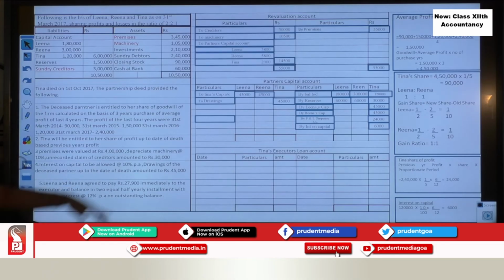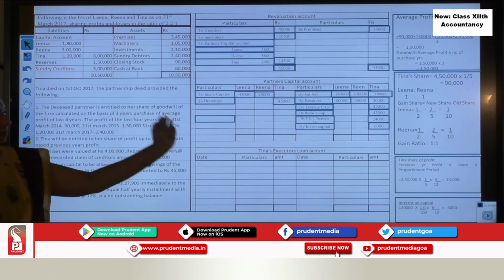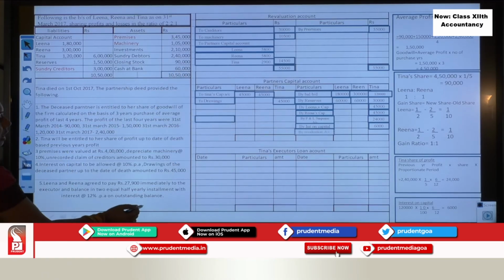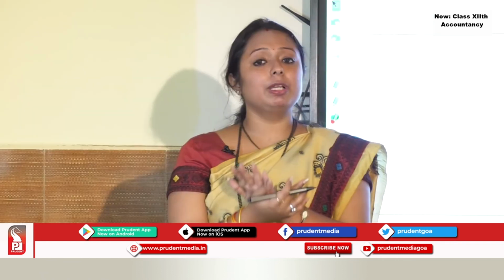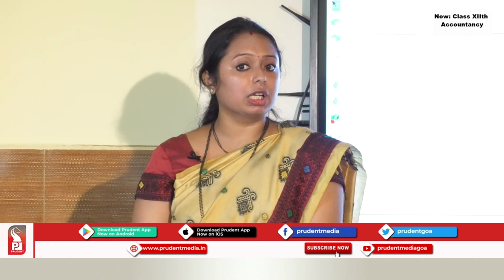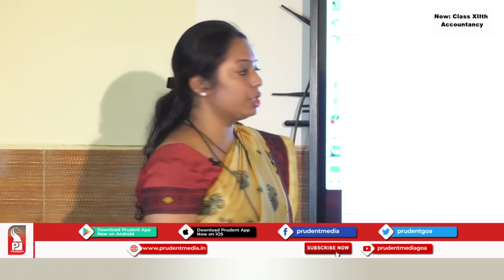So, you got the answer, revaluation to partner's capital. So, in partner's capital account, it will be by revaluation account. So, all the adjustment, this account is balanced. Now, we will balance the partner's capital account. So, first we will balance Tina's capital account because Tina is the deceased partner.